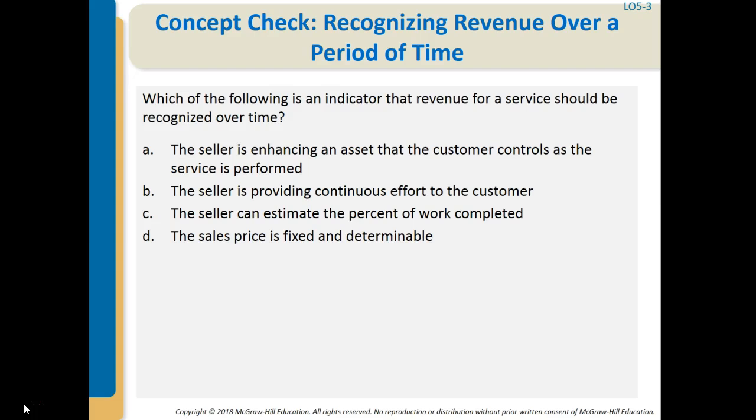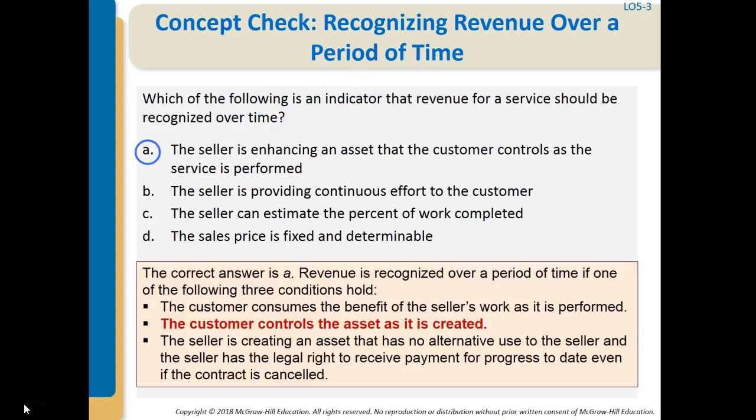Here we go with another question for you. Which of the following is an indicator that revenue for a service should be recognized over time? A, the seller is enhancing an asset that the customer controls as the service is performed. B, the seller is providing continuous effort to the customer. C, the seller can estimate the percentage of work completed. Or D, the sales price is fixed and determinable.